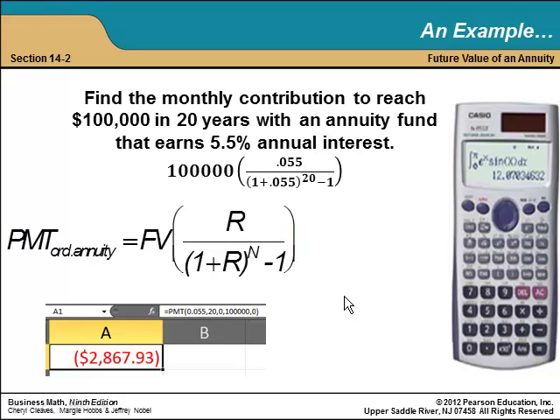Okay? If you're looking for the payment in the future, find the monthly contribution to reach $100,000 in 10 years with an annuity fund that has a 5.5%, so that's why to the 5.5. So we've got 0.055, 20 years, $100,000 is the future value, $2,867.93 per year.